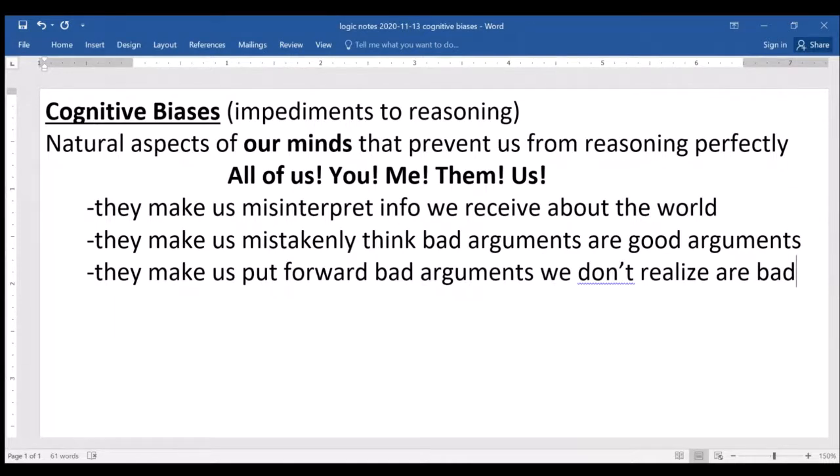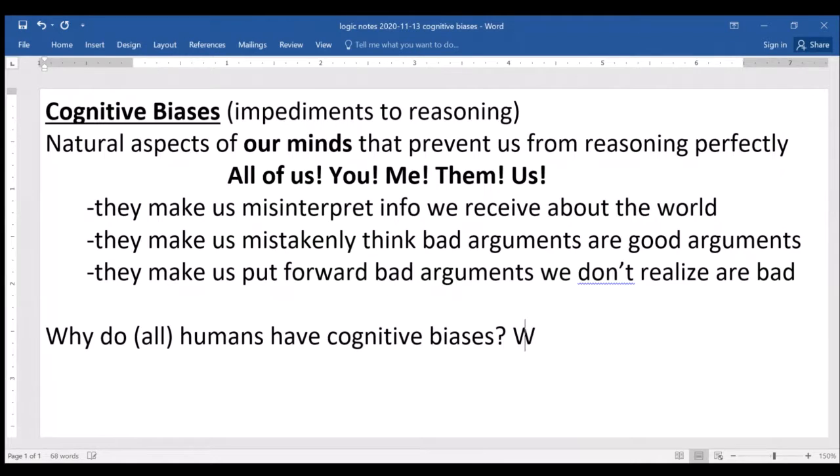All right, so I want to now talk a little bit about why we might commit these sorts of biases. And I want to emphasize that it's literally all of us. Why do all of us humans have cognitive biases? Why don't we reason perfectly?